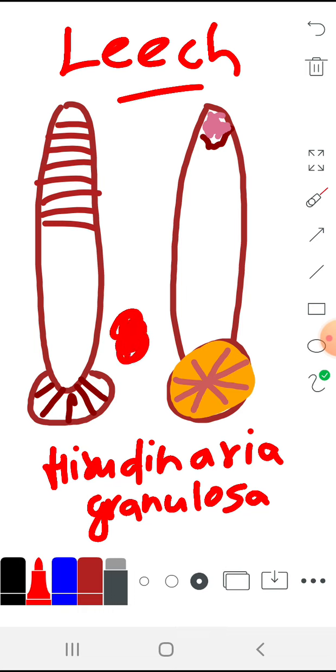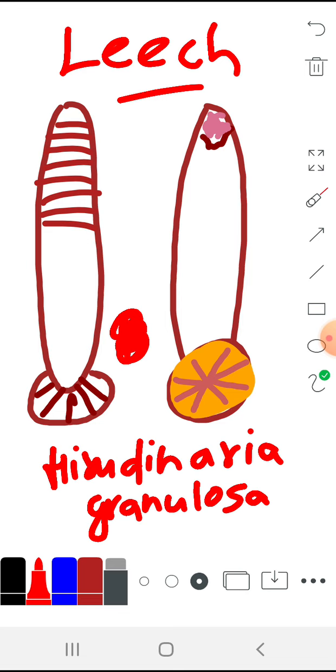Yes, it will suck your blood. That is what we say sanguivorous. Okay, so they are ectoparasitic and feed on the blood of fishes, frogs, cattle, and humans. So this is the basic introduction about the Indian cattle leech, Hirudinaria granulosa.